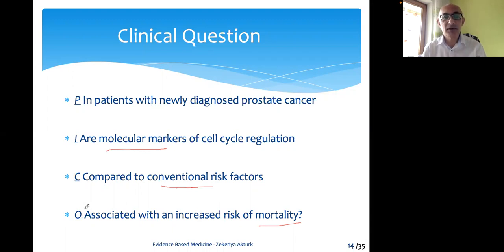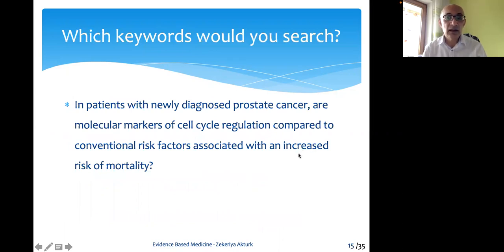So I broke up this question into the PICO format just to demonstrate to you what is what. People with prostate cancer, this is my patients or population, and I am comparing conventional risk factors with molecular markers, and my outcome is mortality. So the next step, of course, once I have the question about the prognosis, is to search for evidence. The mostly used resource for that purpose is PubMed, and I will use PubMed.